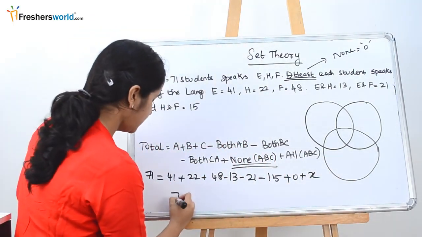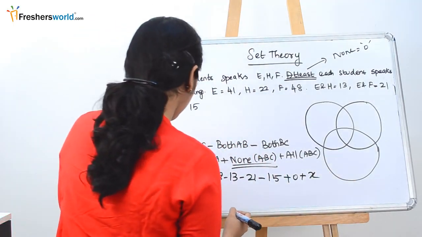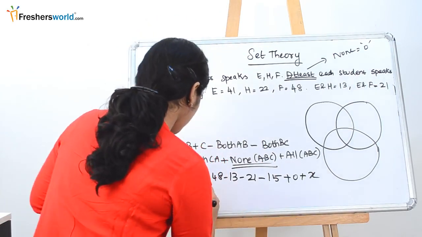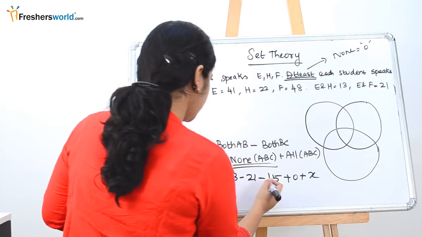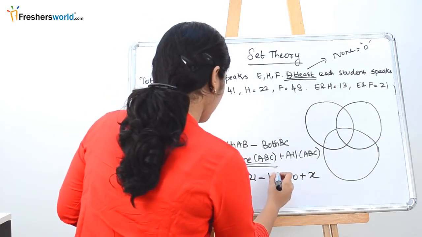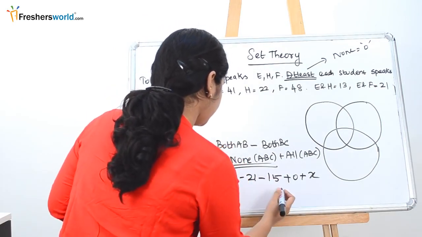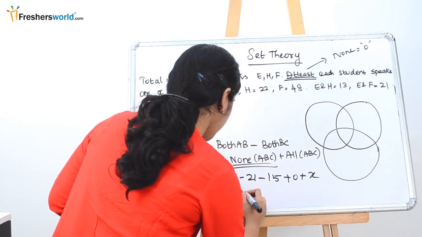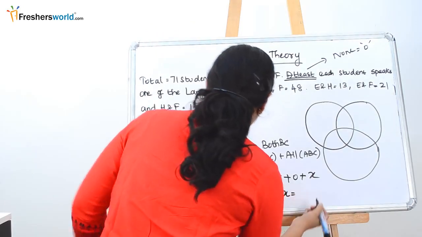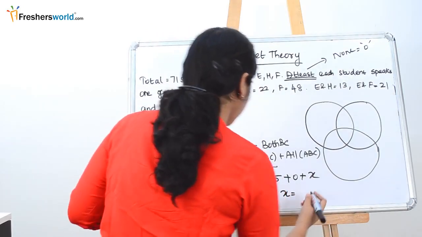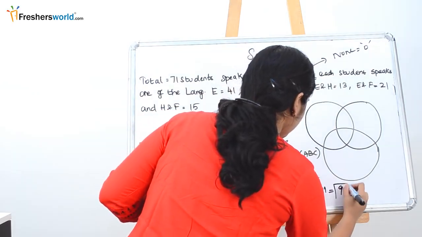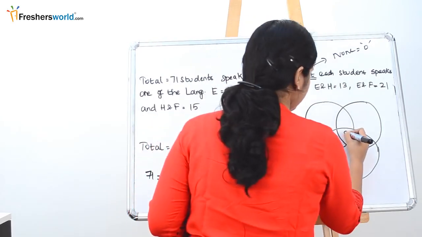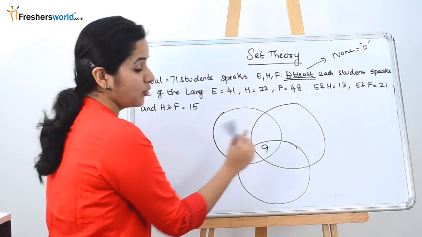So add all this: 41 plus 22 plus 48 is nothing but 111, minus 13 plus 21 plus 15, which is 49, plus x. So x is equal to 120 minus 111... so 120 minus 119 is nothing but 9. So the unknown variable here is nothing but 9. So we know that the unknown variable is 9.